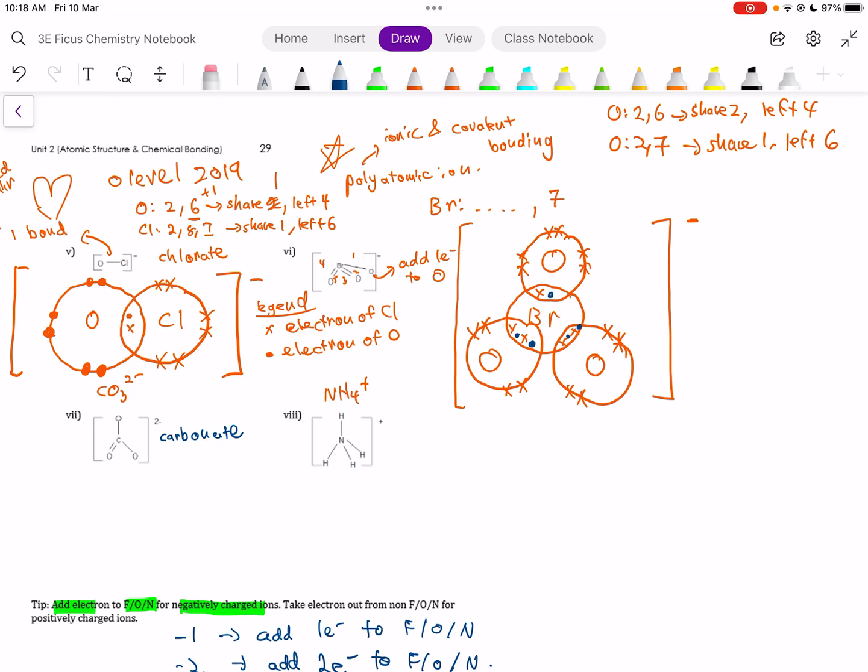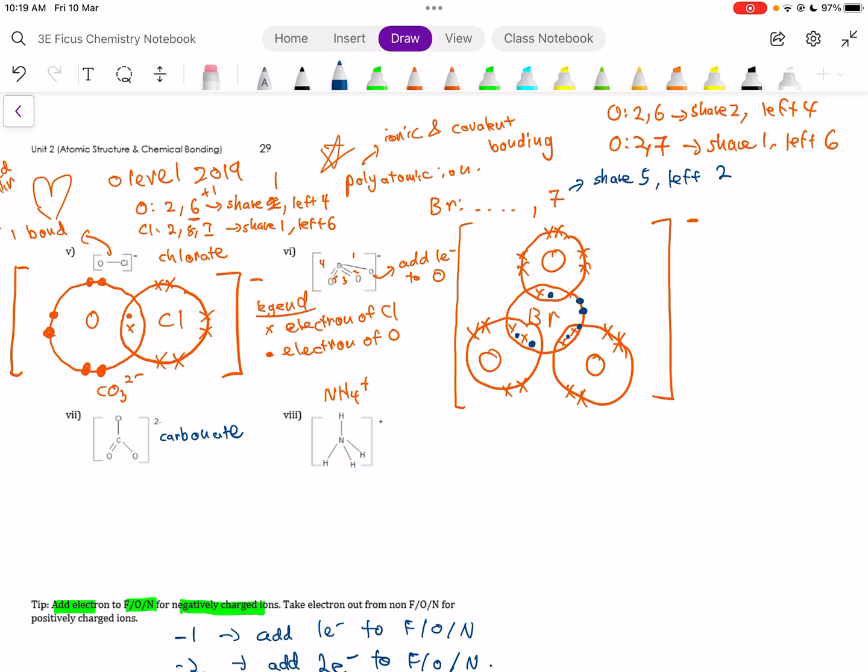Okay, so bromine is 7. So in this case, you already see it shares 5. Quite unique. Normally only shares 1, right? Okay, then you are left with 2. So put down here. Okay, this one is very unique.